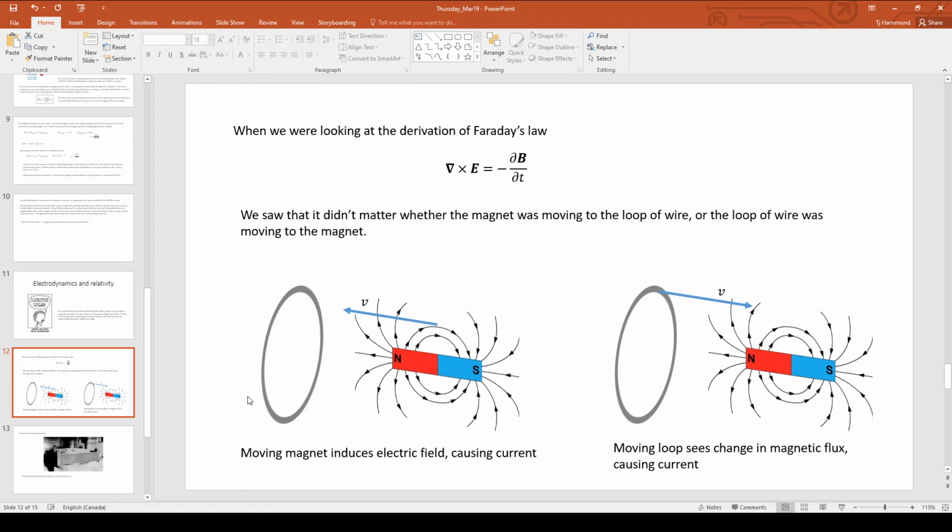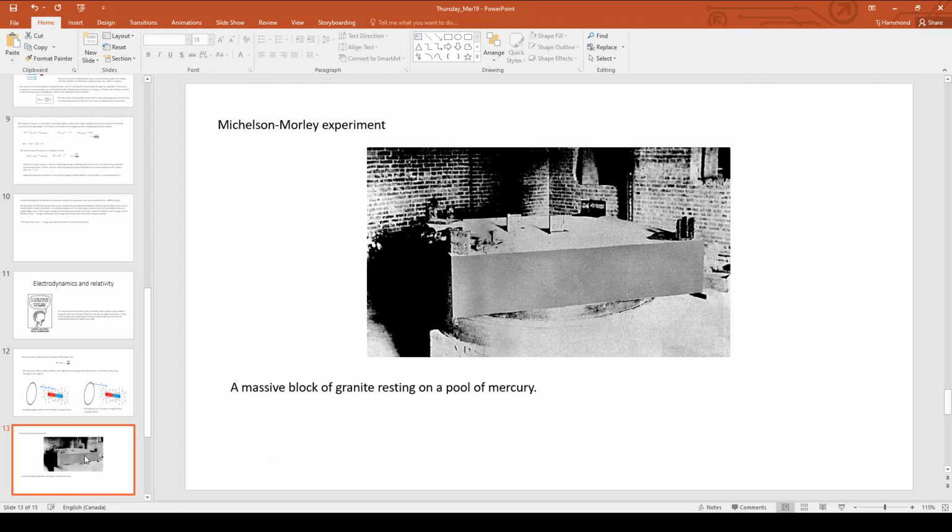I'm going to frame it as an experimentalist. I'm going to frame it more in terms of the Michelson-Morley experiment, where they had this massive block of granite. This is an image that I got off of Wikipedia of the experiment, and I think this was done in Cleveland, so relatively nearby. This is a slab of granite that I don't know how much it weighed, but probably several tons. This thing is just massive.